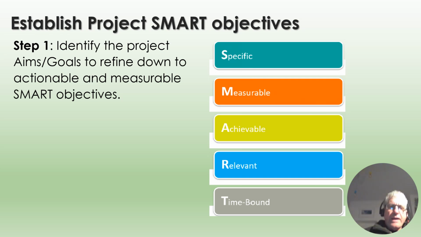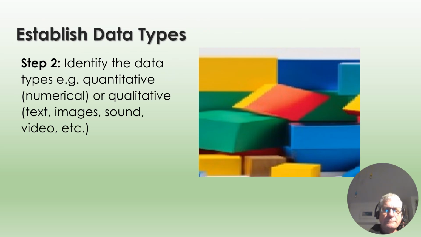So the first stage is to identify the project aims and goals and then refine that into actionable, measurable, SMART objectives. In the second part, we want to identify the types of data that we're working with. Will it be quantitative, which is mostly numerical, or can it be qualitative, such as text or images, sounds, video, etc.?